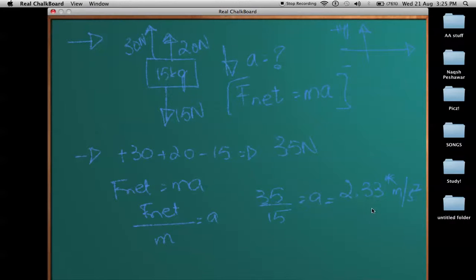Now let's just find out the direction of acceleration. The box will be accelerating in this direction. Since the resultant force, the F net, was positive and the resultant force was in this direction, the acceleration will also be in the direction of the resultant force. So the box will be accelerating in this direction.